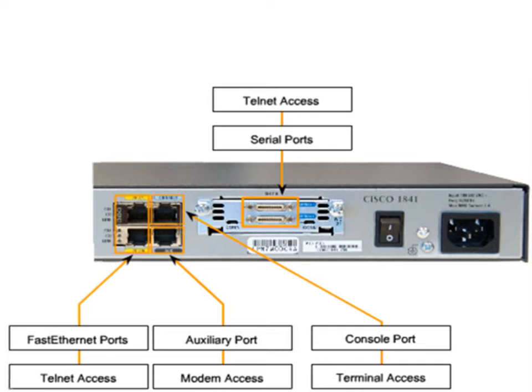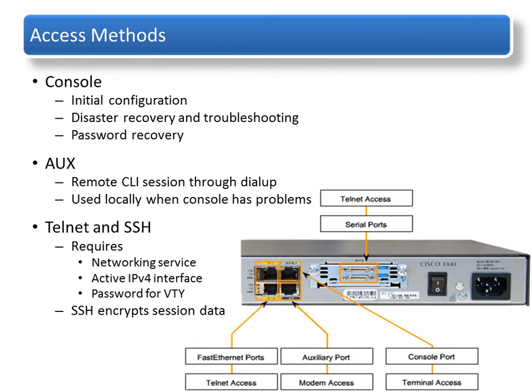Another method for remotely accessing a CLI session is to telnet to the device. Unlike the console or auxiliary connection, telnet and SSH sessions require active networking services on the device and at least one active interface configured with a layer 3 address. Secure Shell, or SSH for short, provides the structure for remote login similar to telnet, except that it encrypts the session data being passed around. A VTY session, or virtual teletype interface, like telnet, requires a password as a minimum authentication method to create a remote session.